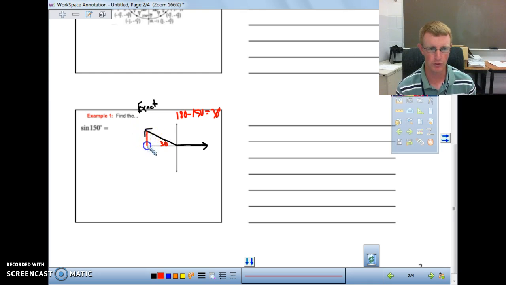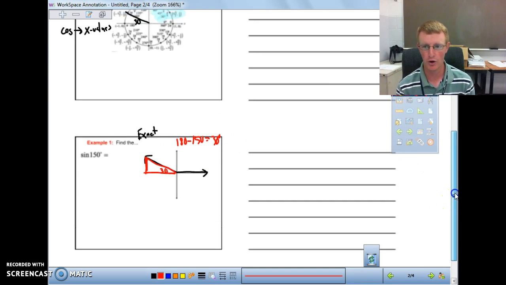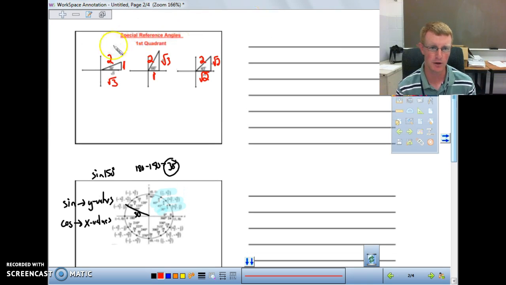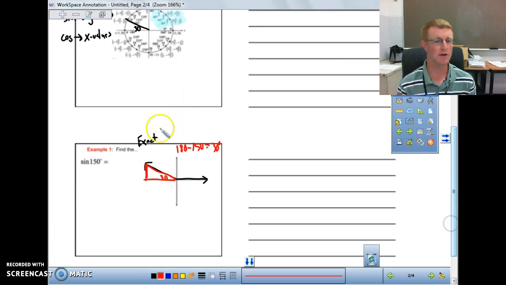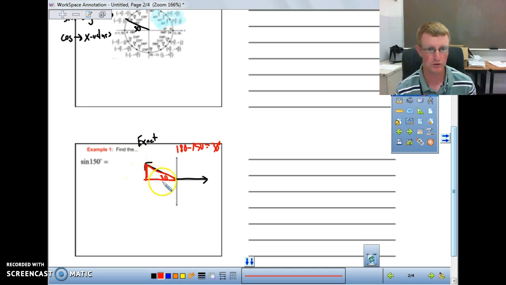Then we want to create a triangle out of this 30 degrees, because now we can use our special right triangle. If we go up to the previous slide, our 30 degree triangle has opposite 1, hypotenuse 2, and adjacent square root of 3. But we need to make sure that we label this according to where we're at on the coordinate plane. This is still a y value that's positive, so that will be 1. This is an x value that is now negative, so it's going to be negative square root of 3. And then the hypotenuse, or the radius of our unit circle, is always positive, and that's 2.